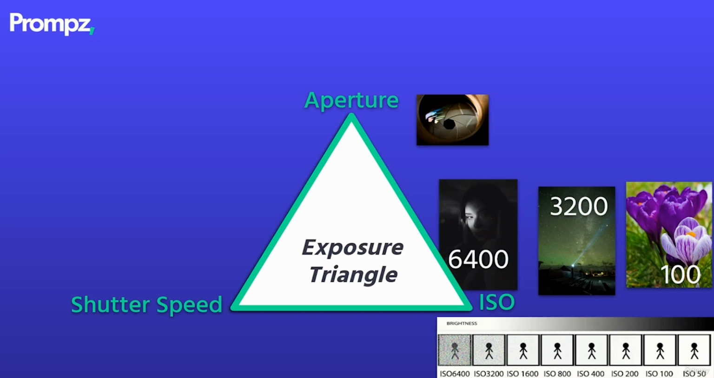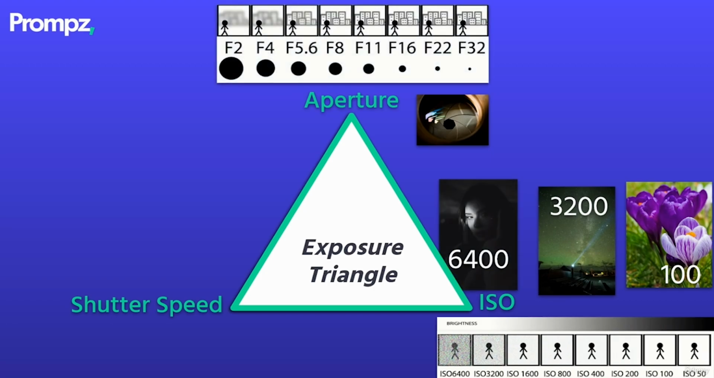In the top corner, we have the aperture. This refers to the size of the opening in your lens, and it works a bit like your pupils, expanding and contracting based on the light. A larger f-stop number indicates a smaller opening and less light intake, while a smaller f-stop signifies a larger opening and greater light intake. Aperture also controls depth of field, meaning the area of your shot that remains in focus.